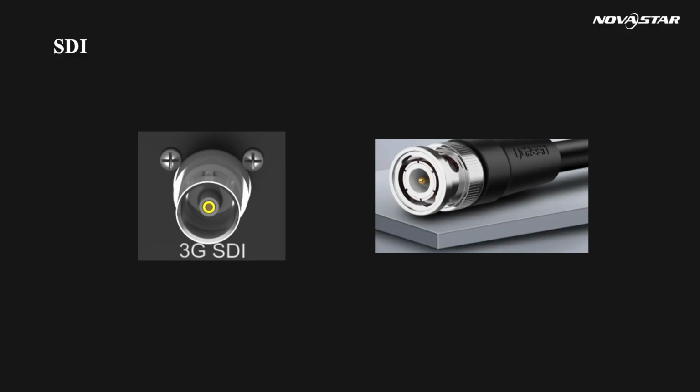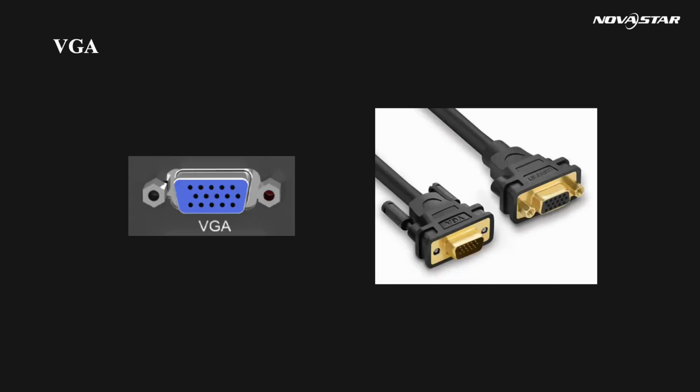Here is the SDI interface, which is usually used in cameras and broadcasting. It is the abbreviation of Serial Digital Interface. It is a family of digital video interfaces first standardized by SMPTE. Here are some common SDI standards. 3G SDI can handle 1080p and 12G SDI can handle 4K. The last one is VGA. VGA is the abbreviation of Video Graphics Array, which is a video display controller and accompanying de facto graphics standard.